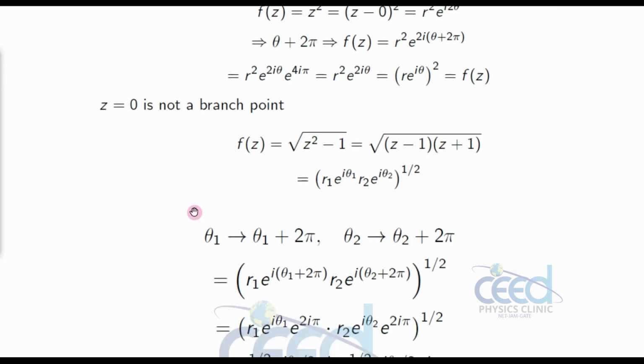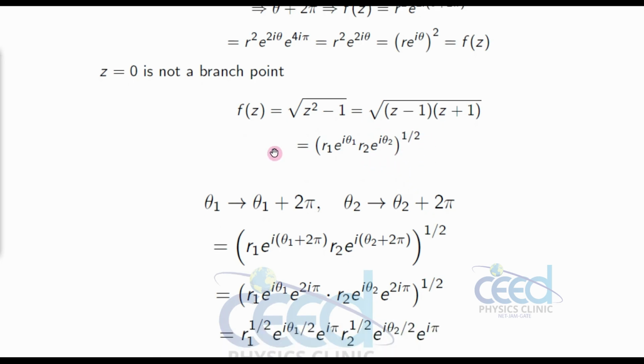The second question says f(z) = √(z² − 1), and this I can write as √(z − 1) times √(z + 1). Now z − 1 I am going to write as r1 e^(iθ1), and z + 1, that is another complex number, as r2 e^(iθ2), all raised to 1/2. Now this is our new f(z) in polar form.